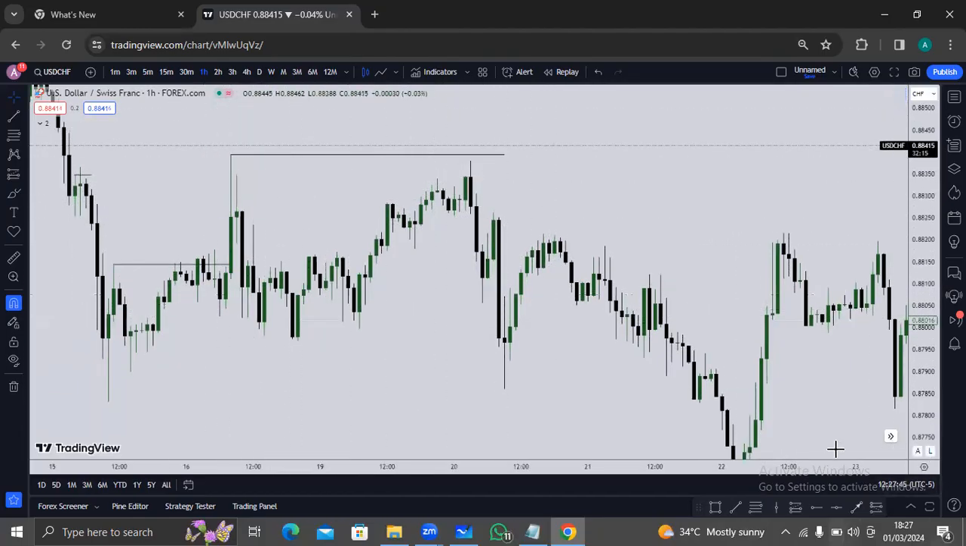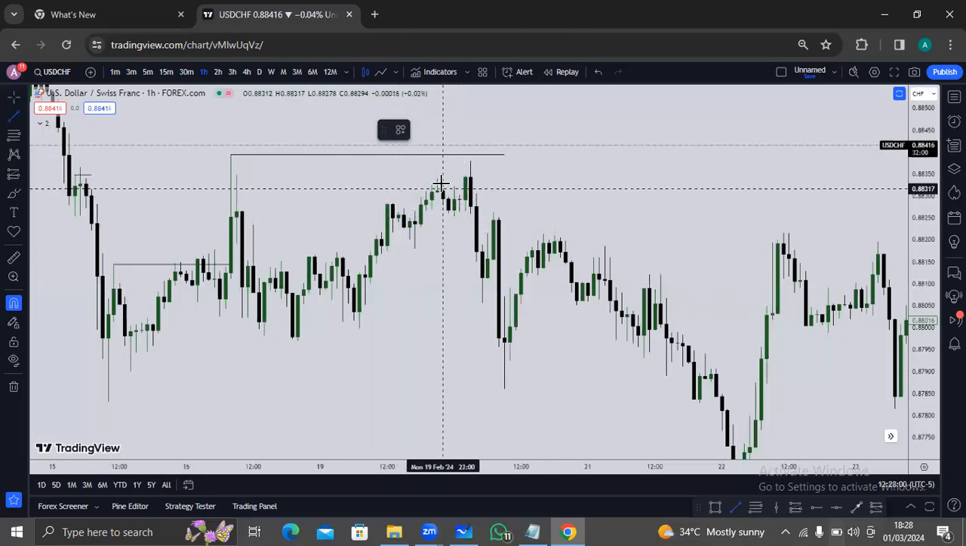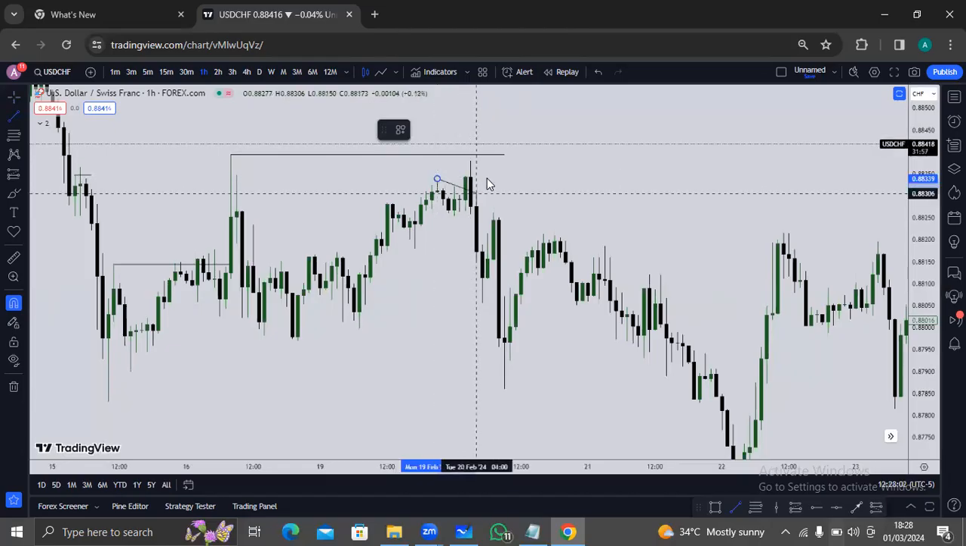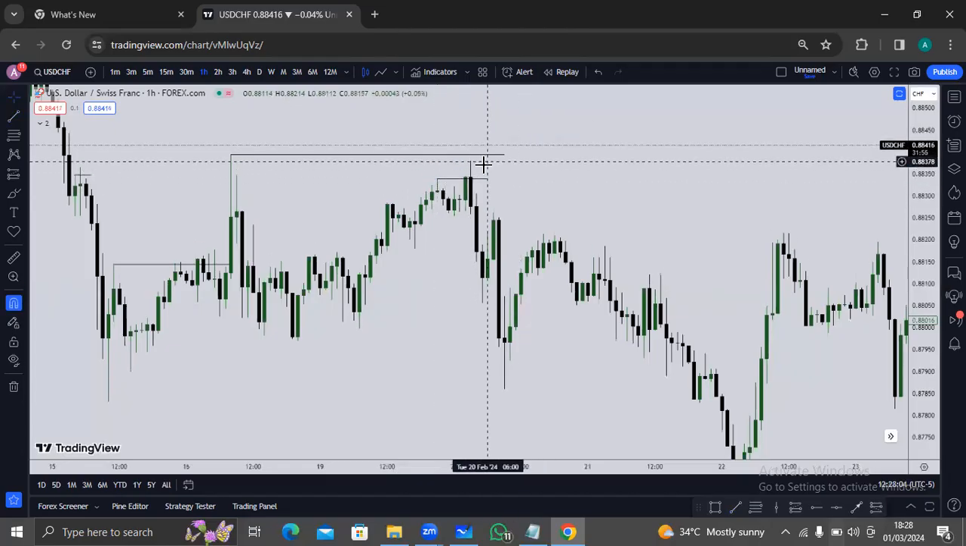price did not, and price went down. But also, you see, before price went down, price has been targeting the highs. Price took out this one here. This one also was raided. Price went up, price took out this one here with this high, and price took out this one here with this high, and then price went down.